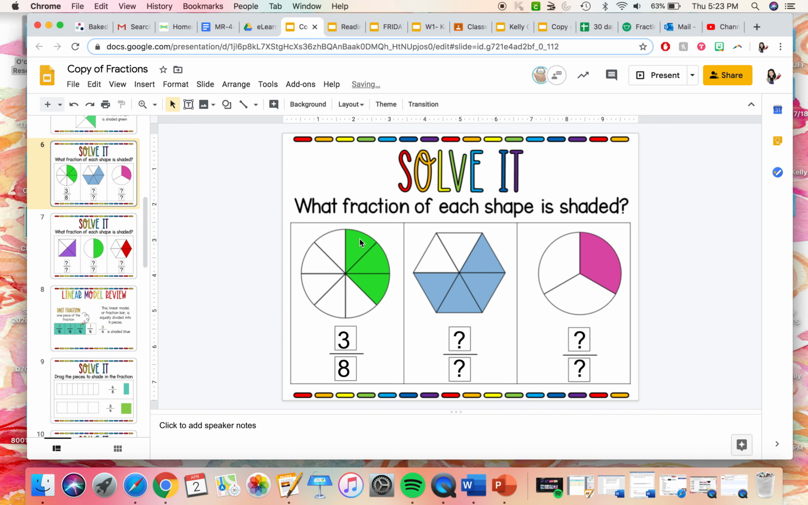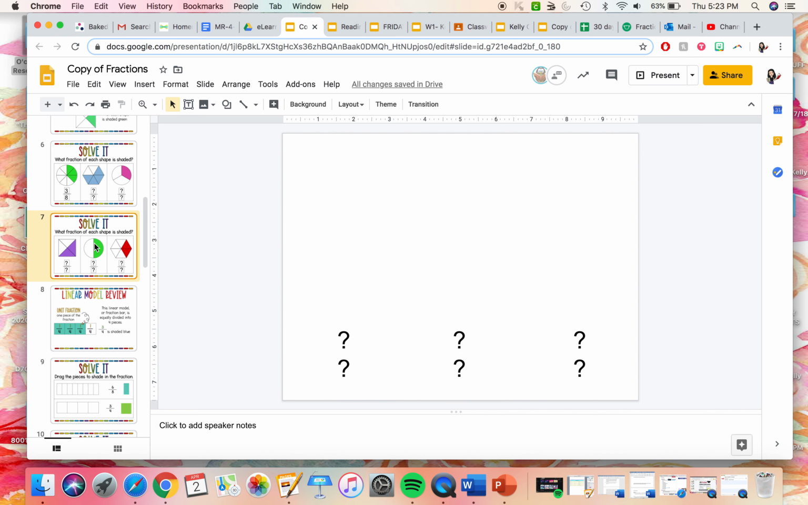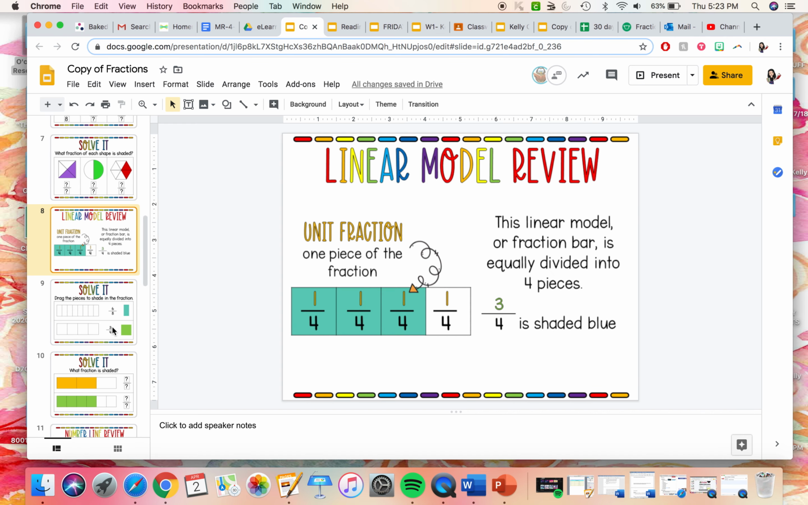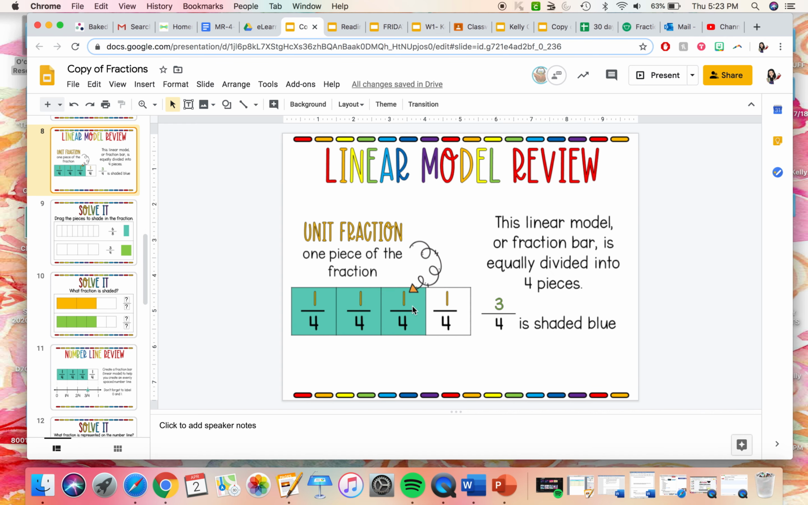So I could say that 3/8 of this fraction are shaded green. So go ahead, when you do this, you'll be doing the blue one and the pink one. On our next page, you're doing the same thing, which parts of the whole are shaded. So continue working there. And then we're practicing again, kind of representing with our unit fractions.